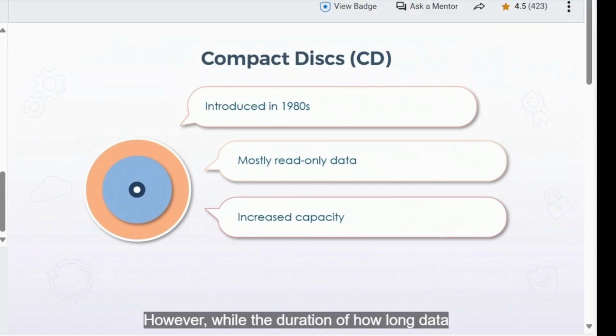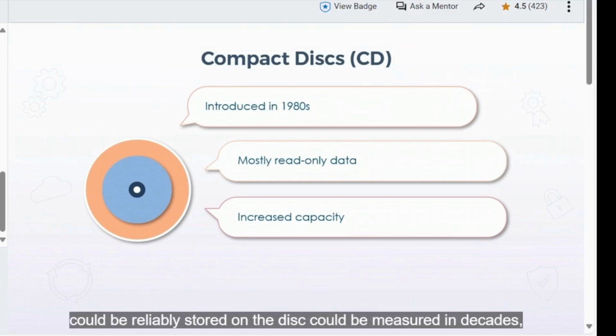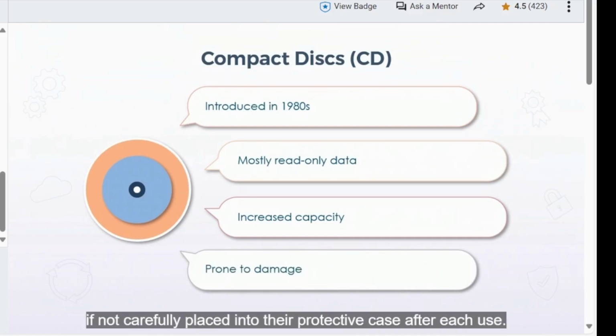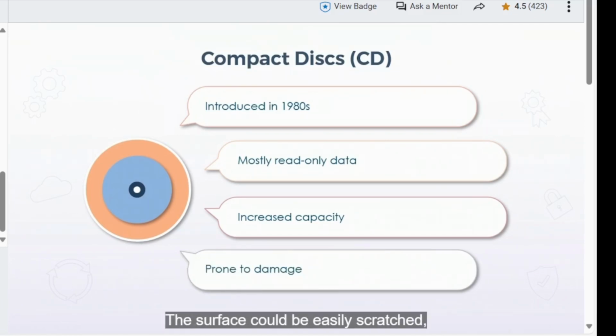However, while the duration of how long data could be reliably stored on the disk could be measured in decades, that was entirely dependent on how well you cared for the disk, because they were quite prone to damage if not carefully placed into their protective case after each use. The surface could be easily scratched, which could render the disk unusable.